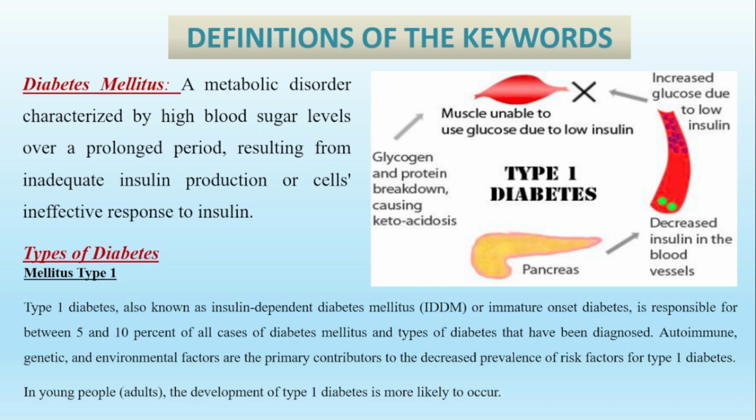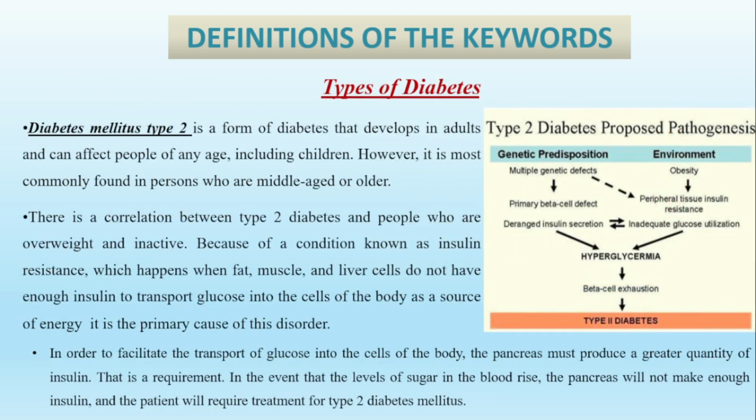Autoimmune, genetic, and environmental factors are the primary contributors to the risk factors for type 1 diabetes. In young people, the development of type 1 diabetes is more likely to occur. Now, diabetes type 2, simply, the body does not use insulin properly, or we can say insulin resistant. This form of diabetes develops in adults and can affect people of any age, including children. However, it is most commonly found in people who are middle-aged or older.